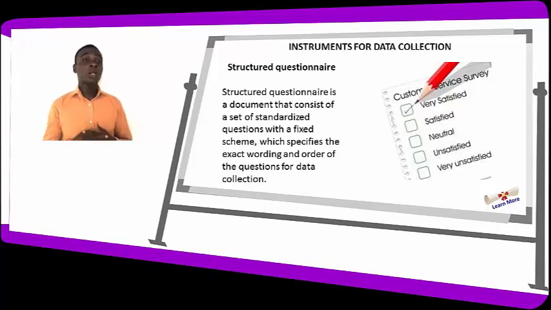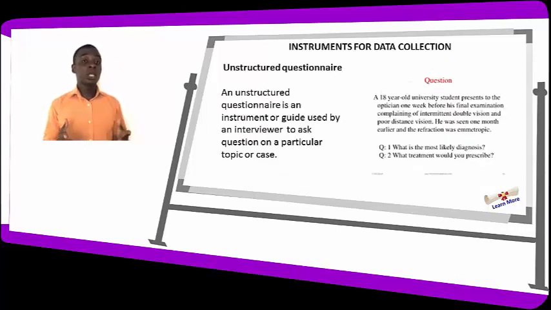Now, unstructured questionnaire. An unstructured questionnaire is an instrument or guide used by an interviewer to ask questions on a particular topic or case. This kind of questionnaire does not have predicted answers. So an unstructured questionnaire is different from a structured questionnaire. It does not have predicted answers, so you have to do your answering yourself.